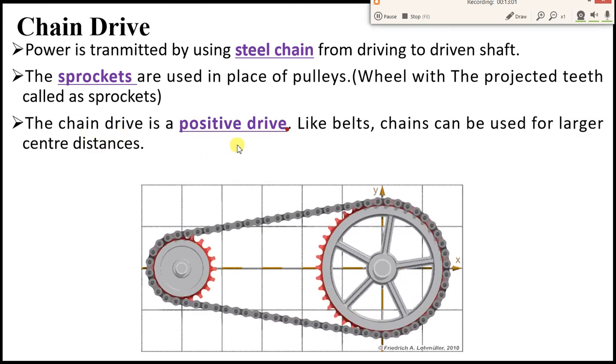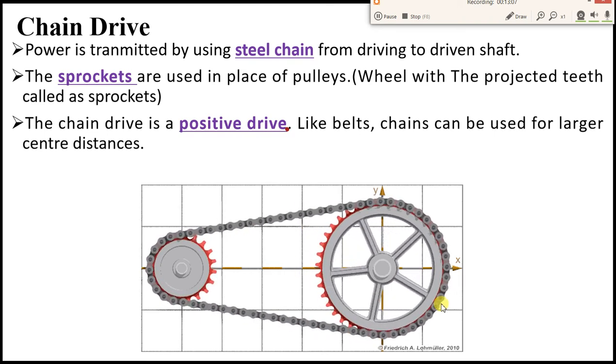Chain drive is a positive drive. Why is it called positive? Because a steel chain engages in the projection of teeth, so there are very few chances of slippage of chain from the sprocket. So it is a positive drive because slip does not take place in the chain drive. Generally the chain drive is used for a long center distance.